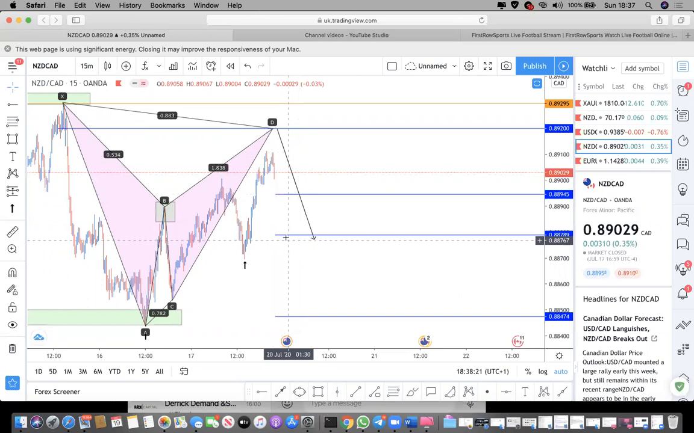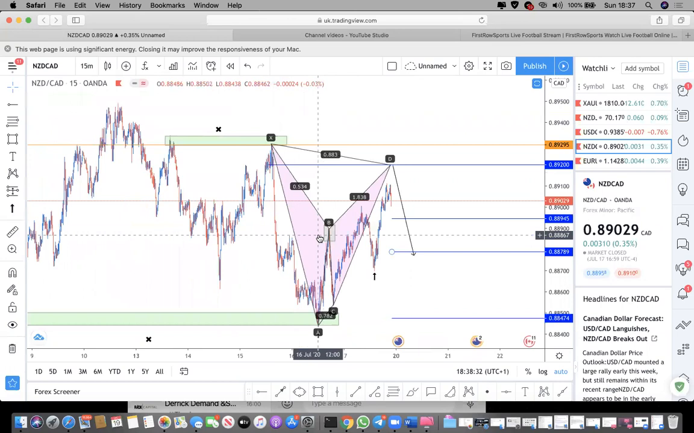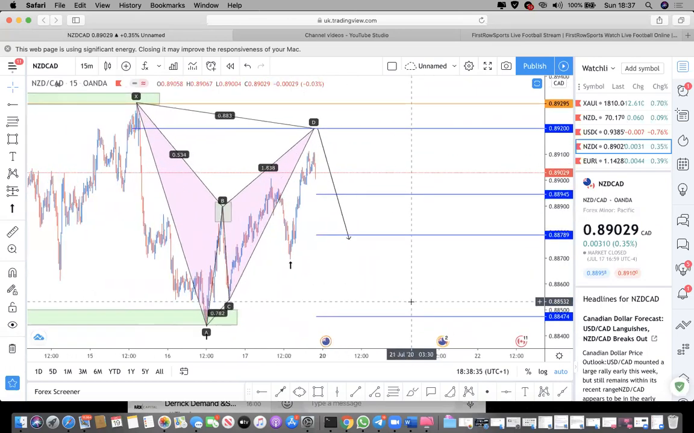Then if the price gets to TP2, I'm going to move my stop loss to TP1. And as it's going, it hits TP3, I'm going to move it to TP2. I'm going to leave that trade to ride until I see a break of market structure.